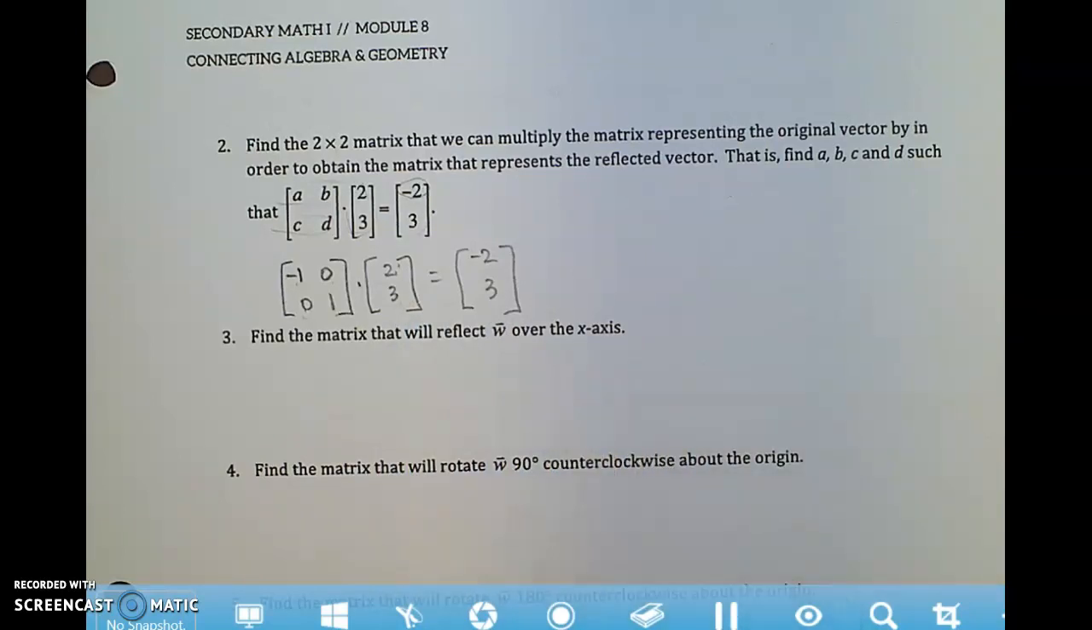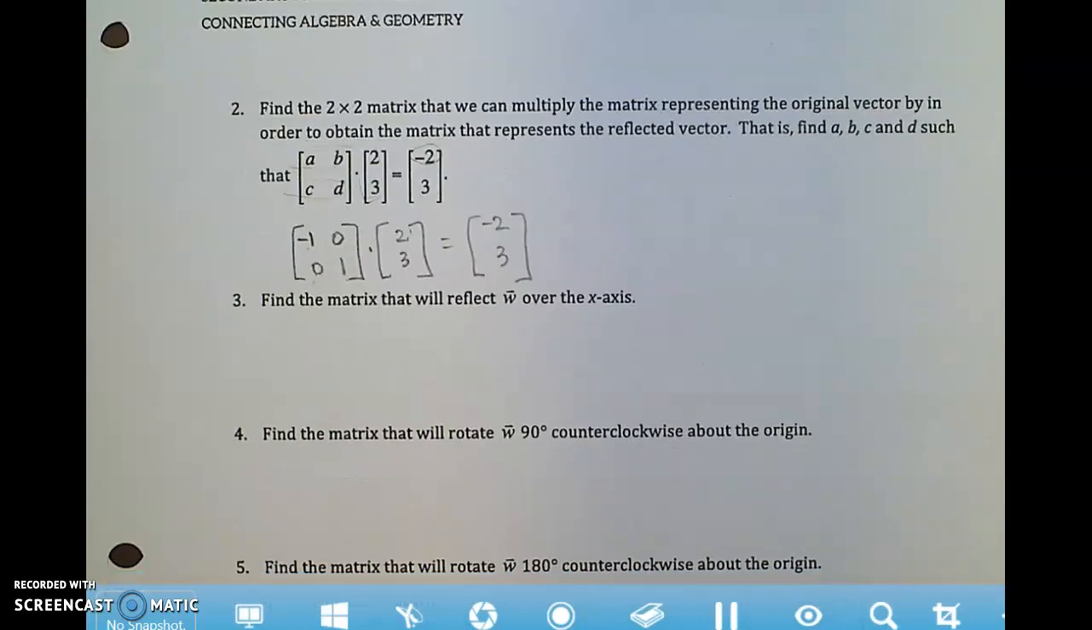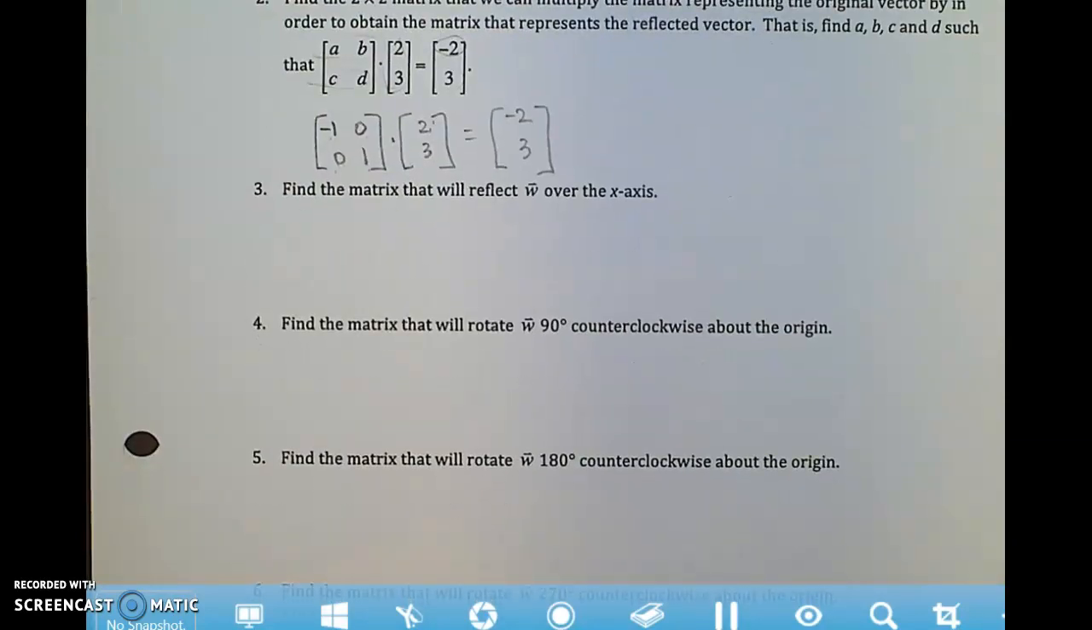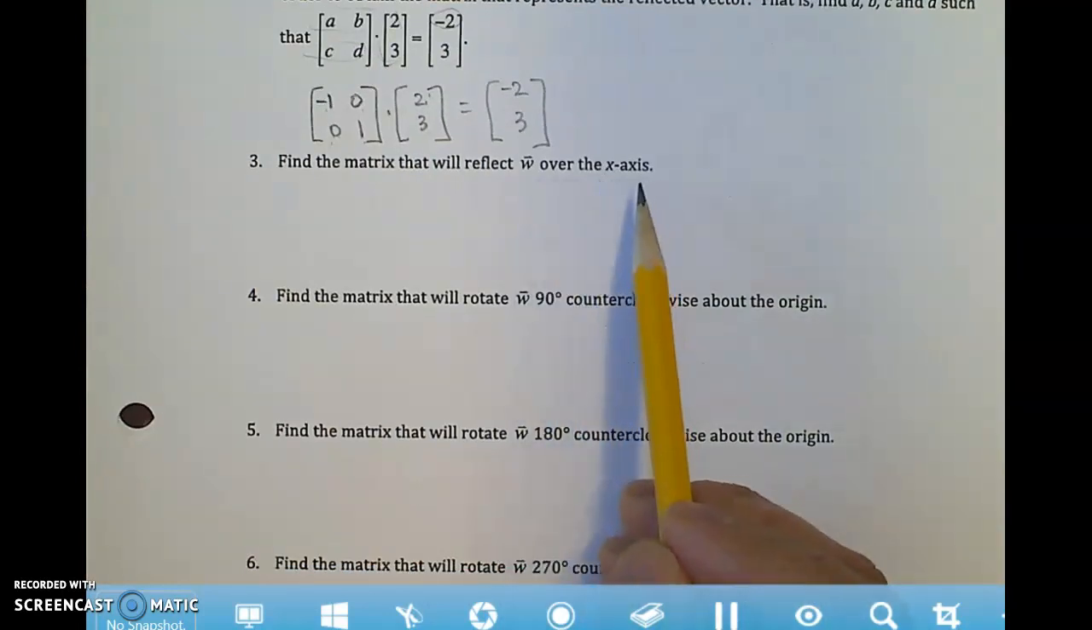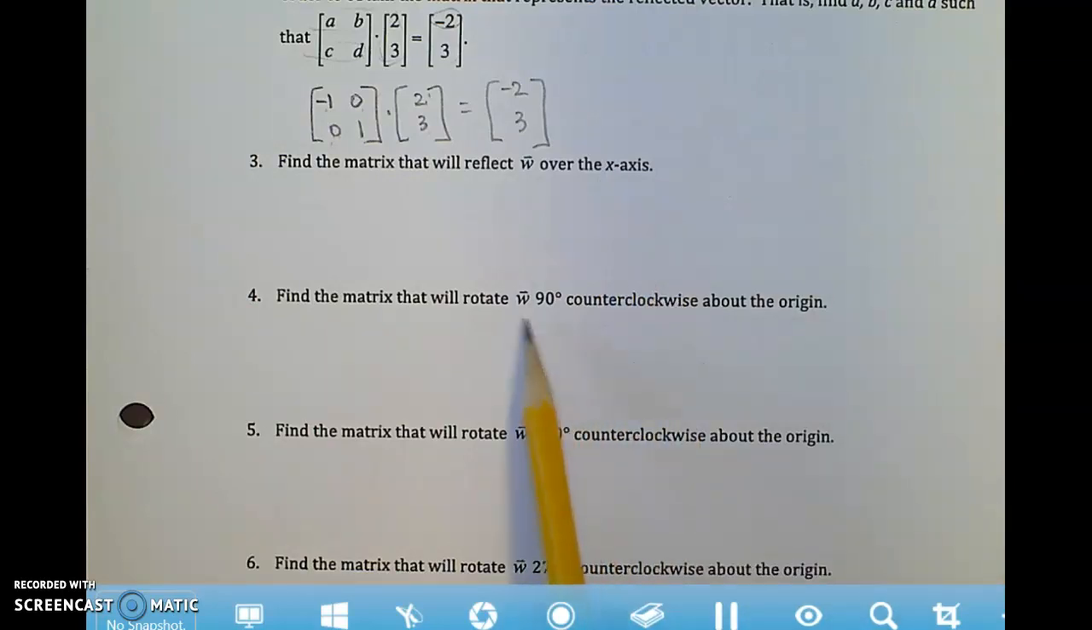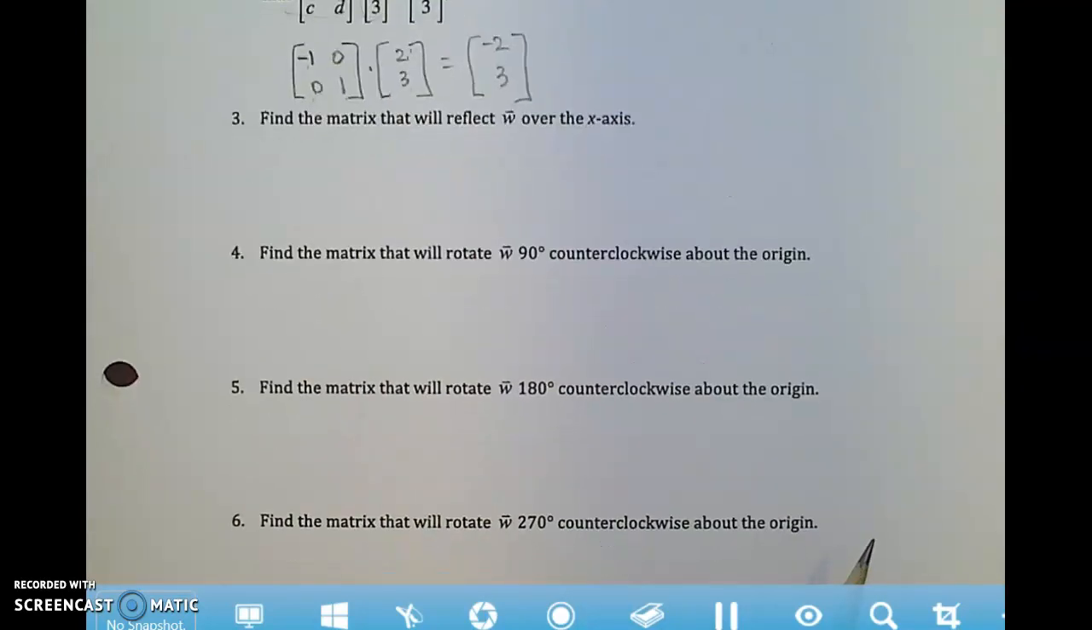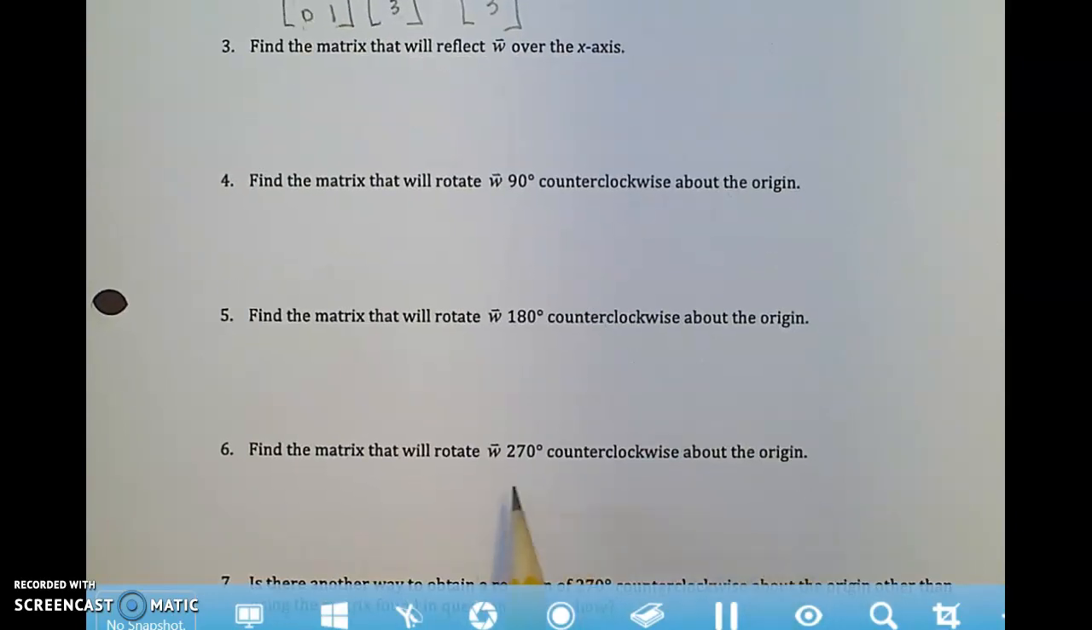Now we want to find the matrices that will do these different transformations of that vector W. We want to do one where it reflects over the x-axis, one that rotates 90 degrees counterclockwise around the origin, 180 degrees counterclockwise around the origin, and then 270 degrees counterclockwise around the origin.